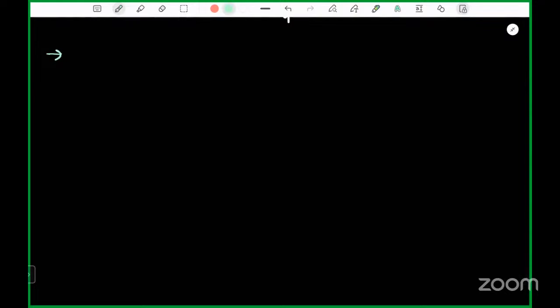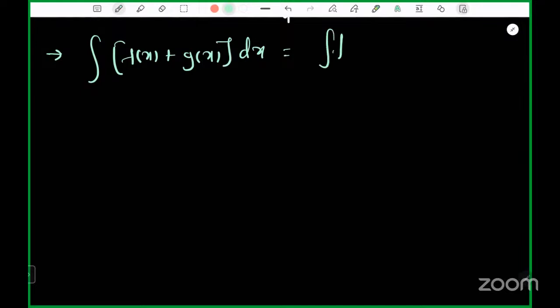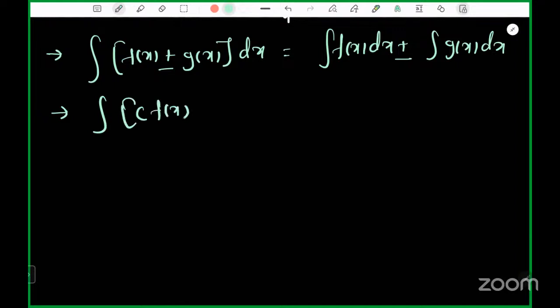So, as we have several rules in differentiation, product rule, quotient rule, similar types of properties we also have here. The integration of two functions f of x plus g of x: you can distribute integration over addition. That means integration of f of x dx plus integration of g of x dx. Same thing you can do with minus also. And you can pull a constant out of the integration. That means integration of c times f of x dx is the same as c times integration of f of x dx. This is another rule.